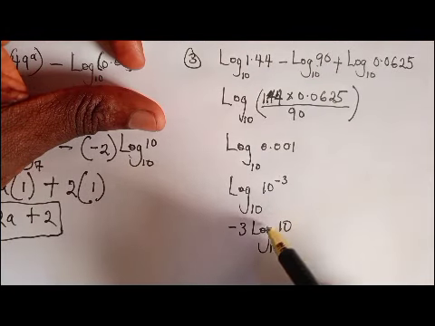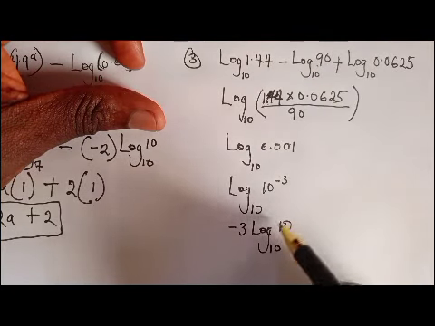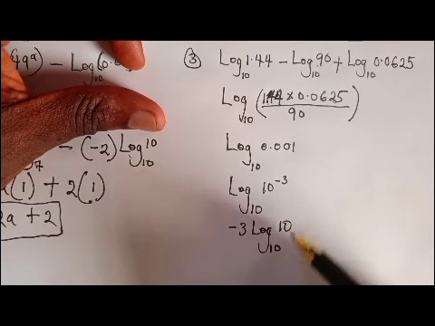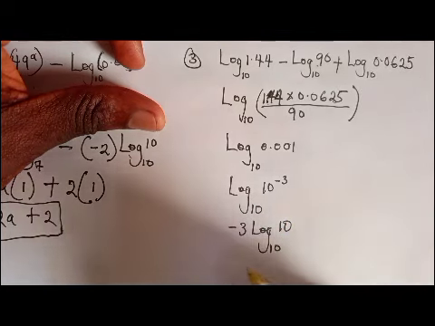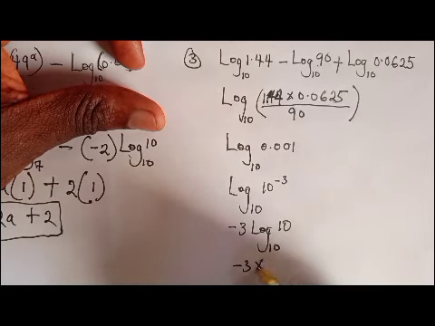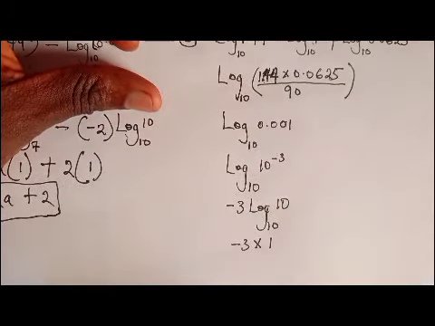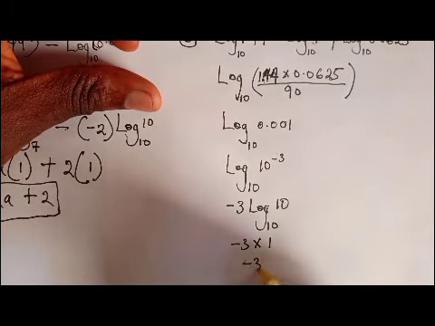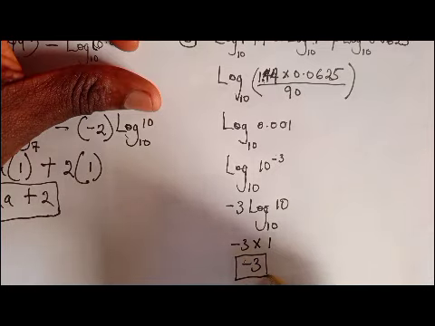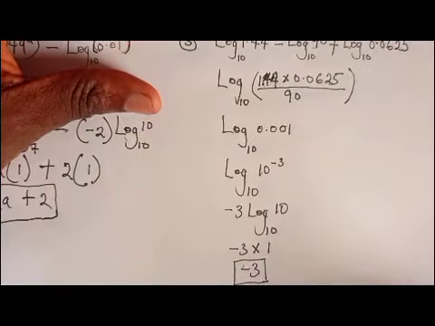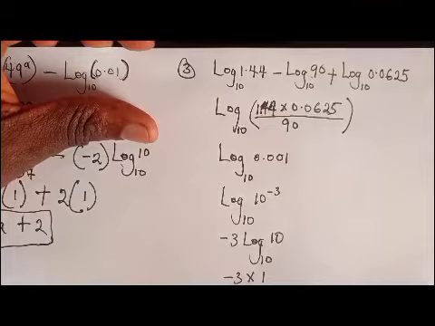Also, we talked about the logarithm of a number to the same base being equal to 1. So log 10 to base 10 is going to give me 1. So this simply means that I have minus 3 times 1. And then my final answer is minus 3 when this expression up there is simplified. So that's what we get.